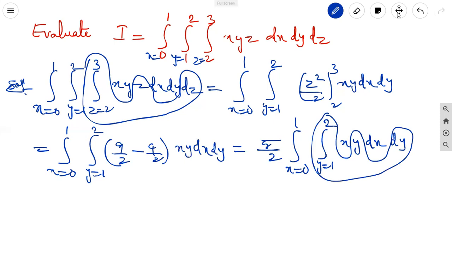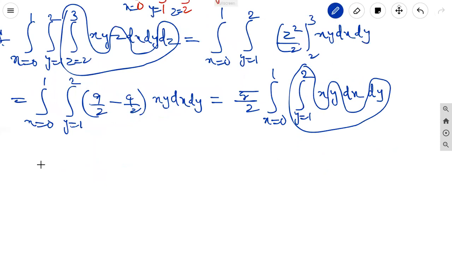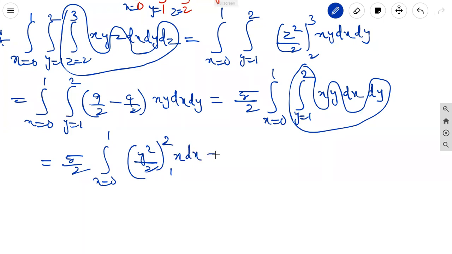y. That is, y integration is y square by 2. That is 5 by 2, integral x equal to 0 to 1, y square by 2, limits from 1 to 2, x dx. It is equal to 5 by 2, integral x equal to 0 to 1, 2 square means 4 by 2 minus 1 by 2, 1 square is 1, x dx.